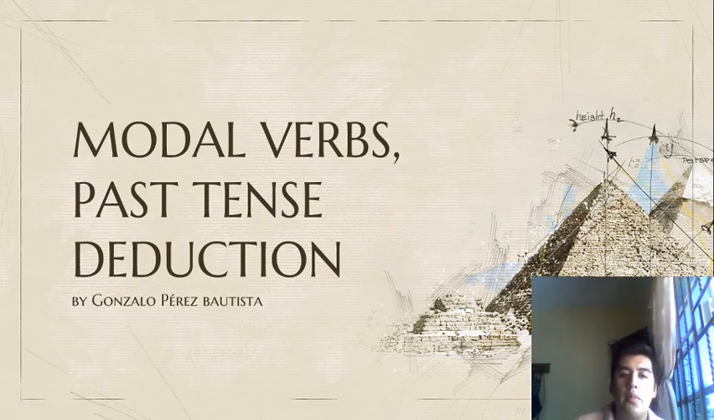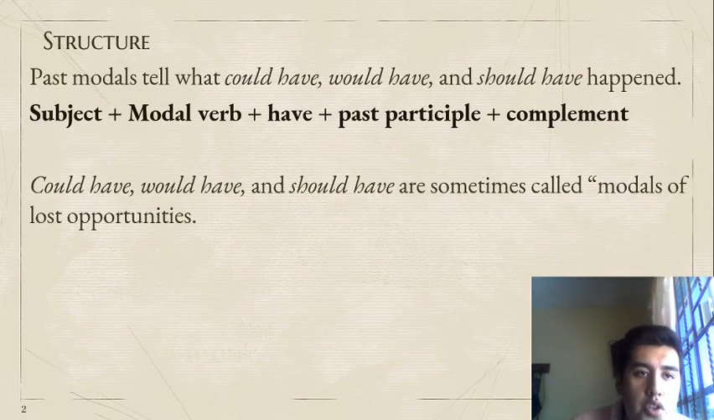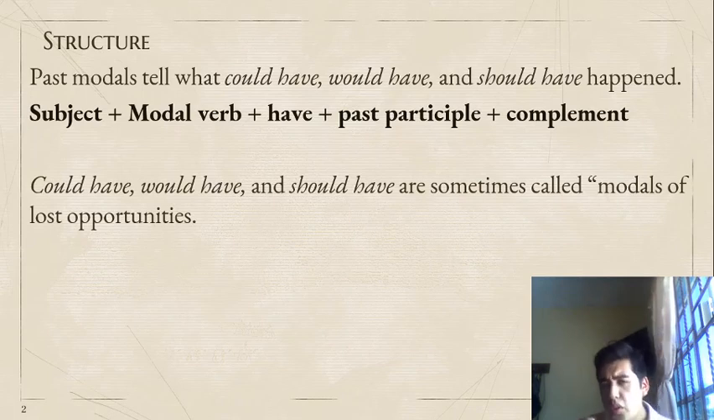Again, the topic is modal verbs, but we're going to see the past tense deduction. How do we talk about the past using modal verbs? Well, it is like this. The structure: first, the past modals tell what could have, would have, and should have happened. These are the most important modal verbs to use in the past.